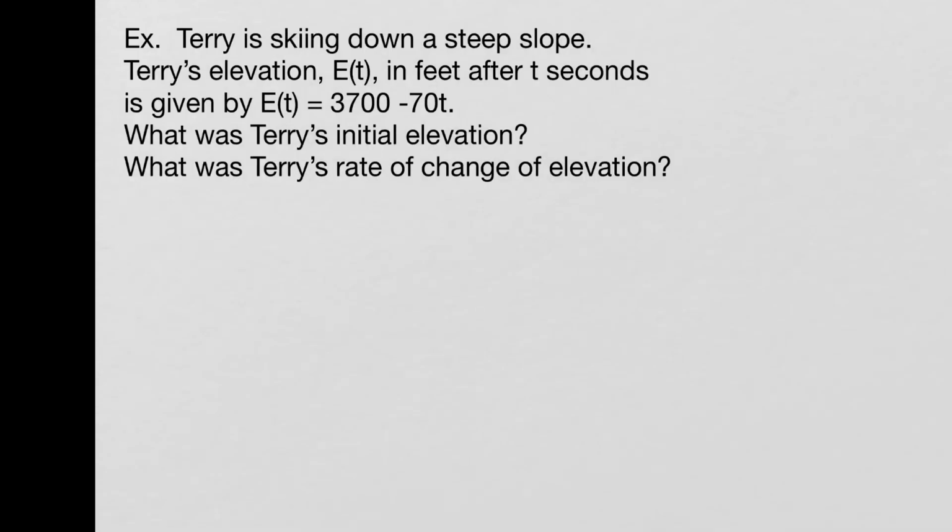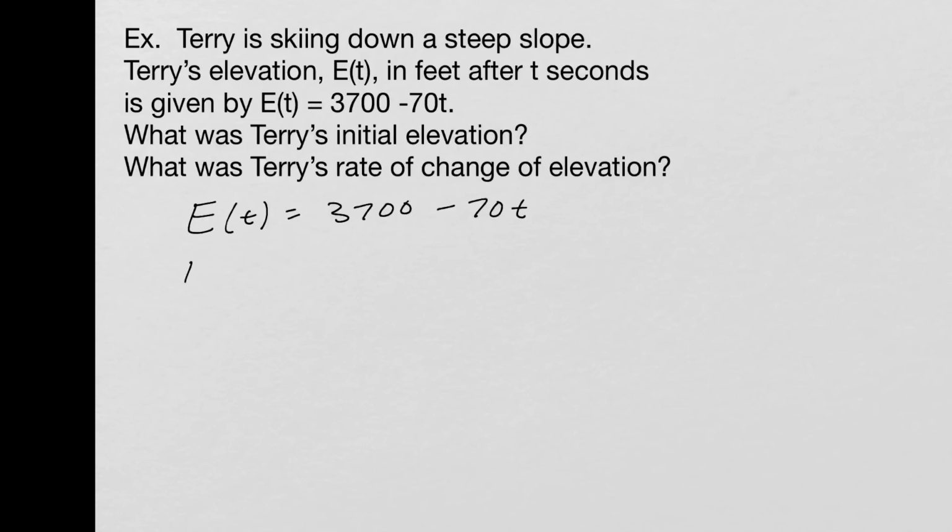Okay, so here's another question. It says, Terry is skiing down a steep slope. Terry's elevation, E of t, in feet after t seconds is given by that linear equation. E of t is equal to 3700 minus 70t.